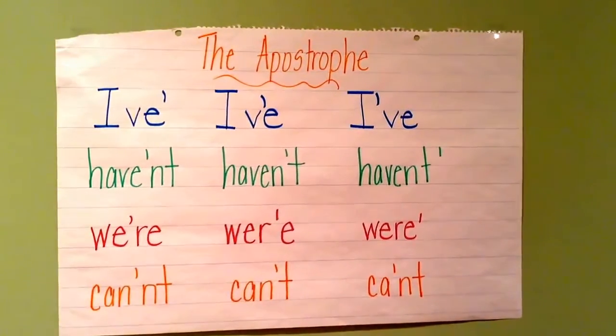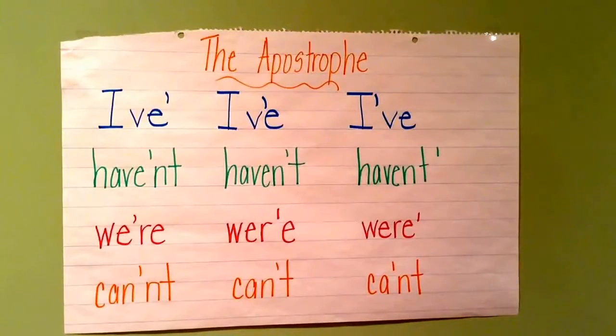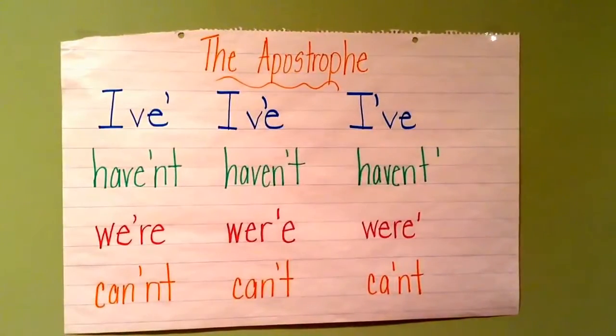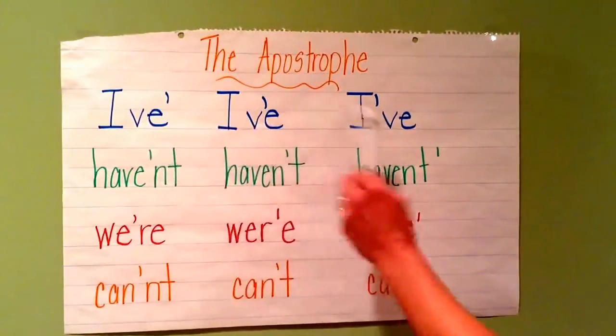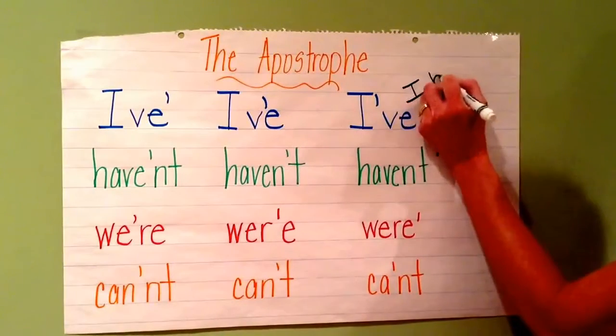So what we're going to do is we're going to look at 3 ways in which I've written a word. And we're going to figure out which one has the apostrophe in the correct place. We're going to talk about why it's in the correct place, or how we know. So this is I've. Let's look here. We know I've stands for I have.